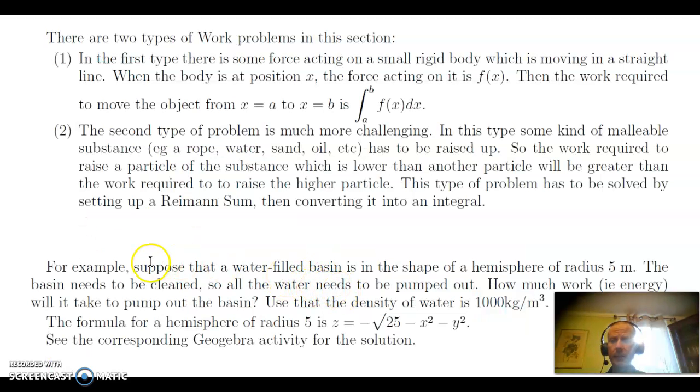So let us try to apply these ideas to the following example. Suppose we have a water-filled basin in the shape of a hemisphere, so the bottom half of a sphere, which has radius 5 meters. Now suppose the basin needs to be cleaned, so all the water needs to be pumped out. How much work will it take to pump out the basin? For this, we're going to use that the density of water is 1,000 kilograms per meter cubed. And also, the formula for the bottom half of a sphere of radius 5 is given by z equals minus the square root of 25 minus x squared minus y squared.